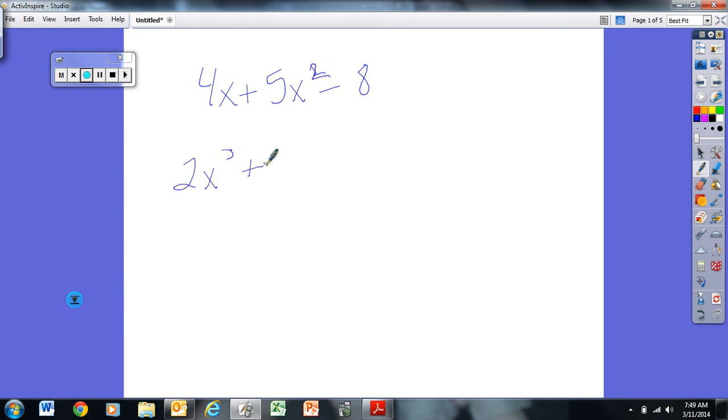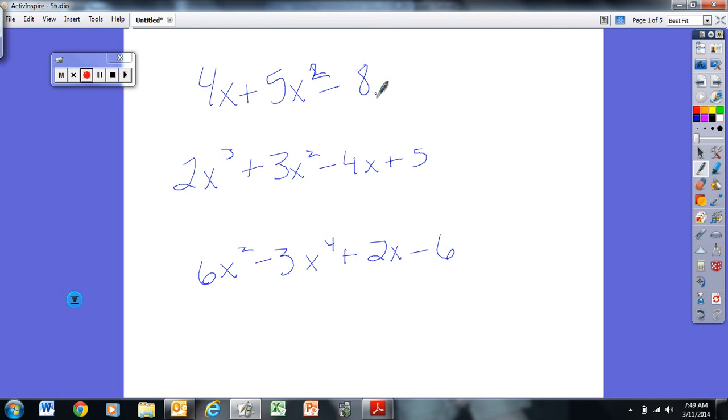2x cubed plus 3x squared minus 4x plus 5. 6x squared minus 3x to the fourth plus 2x minus 6. Okay, these are three different polynomials. A polynomial is defined as a monomial or sum of monomials. And a monomial is a real number or product of a real number and a variable. So basically, 4x is a monomial, 5x squared is a monomial, negative 8 is a monomial. When you put them together, you get a polynomial.